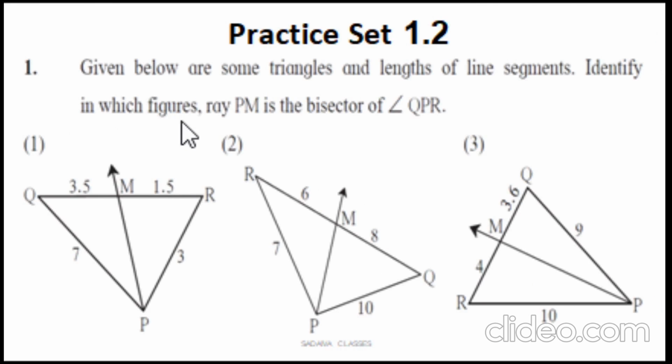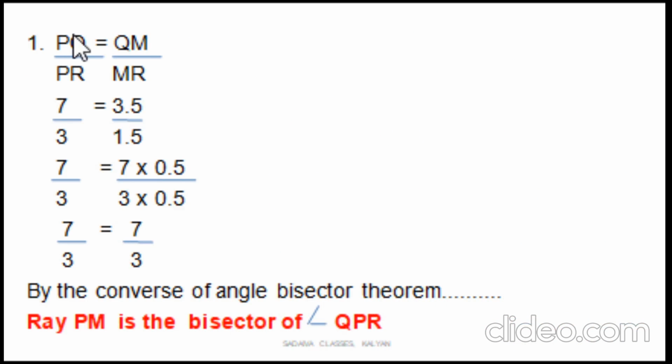So what we are going to do is find the ratio of PQ upon PR and QM upon MR. We have to find out whether PQ upon PR is equal to QM upon MR or not. PQ is 7, PR is 3, QM is 3.5, MR is 1.5. Then we have to simplify this ratio.